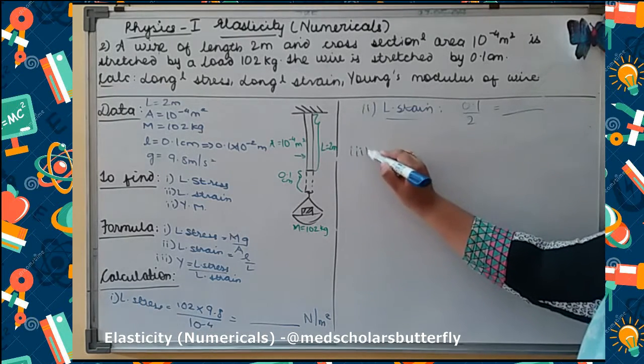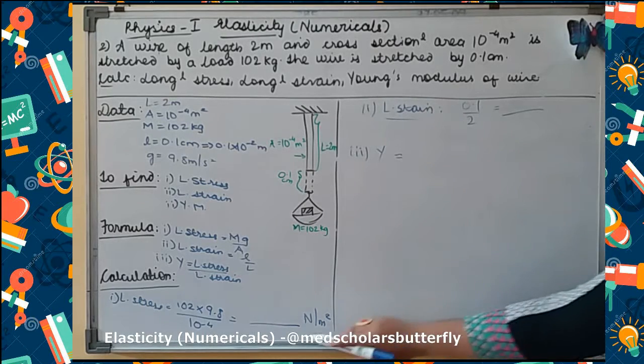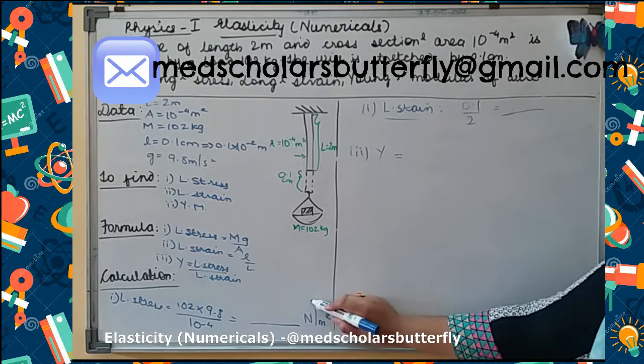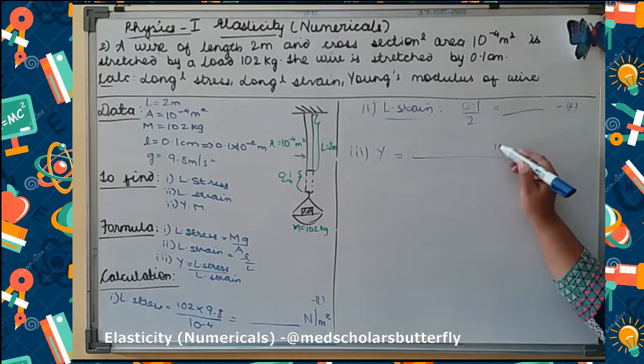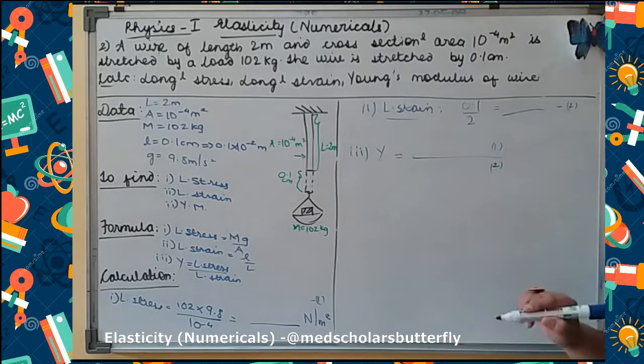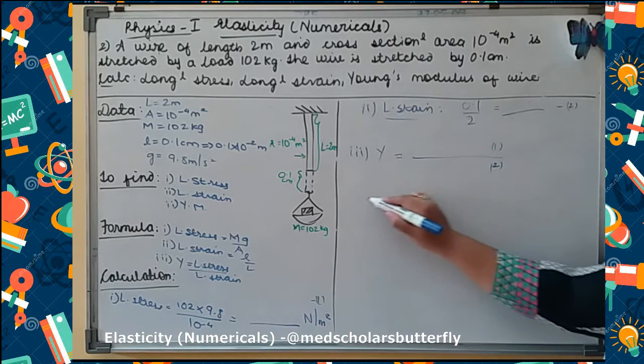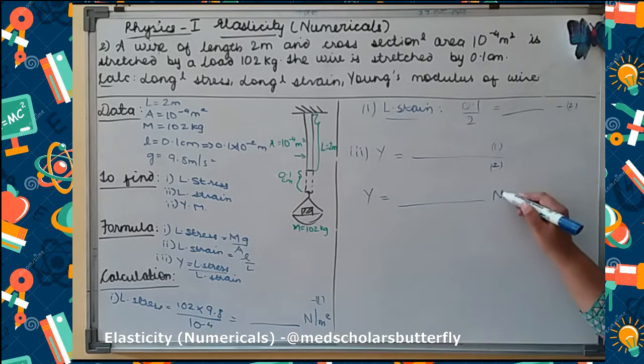For Young's modulus, write whatever answer you got from the first blank and second blank, divide it, and you will get Young's modulus in Newton per meter square. Just remember, always remember to put down the unit.